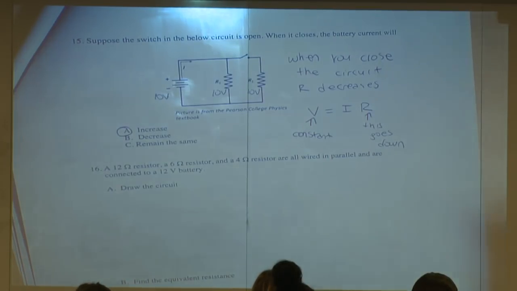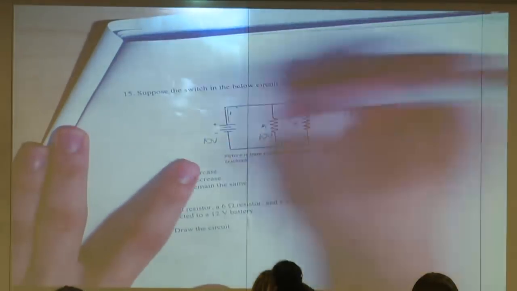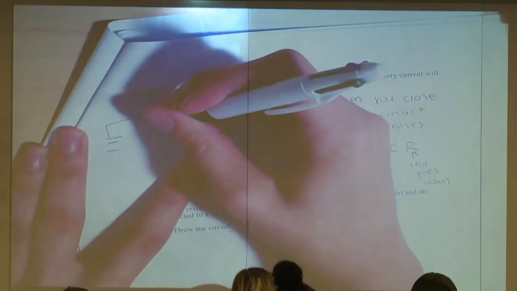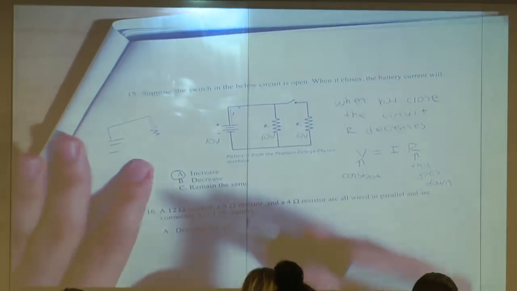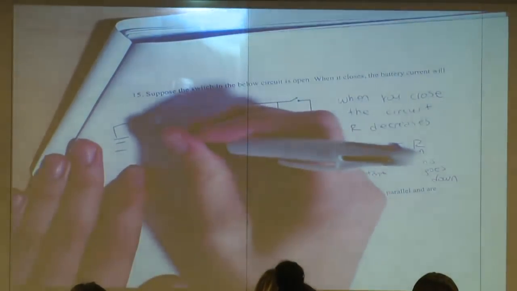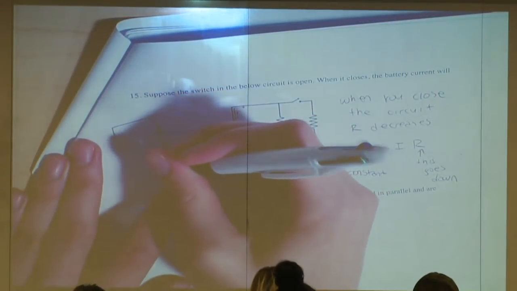Good question. Okay, so if it were in series, let's say I'll just draw it like that. Basically in series, you can't really have a switch in series because if you did, then you would break the circuit. But as you keep adding more and more resistors, the resistance increases.